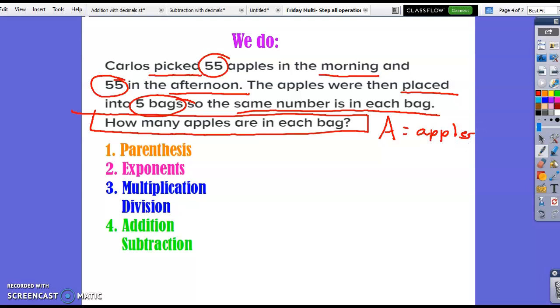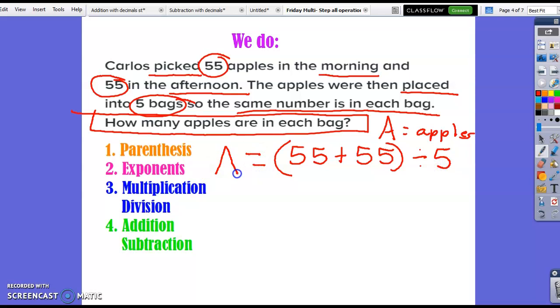So that's what I'm going to solve for. I'm going to think about my equation. I have 55 apples in the morning and then another 55 apples in the afternoon. I'm going to think about what has to happen first, and then I'm going to divide them into 5 bags. That is the equation to solve how many apples go into each bag.